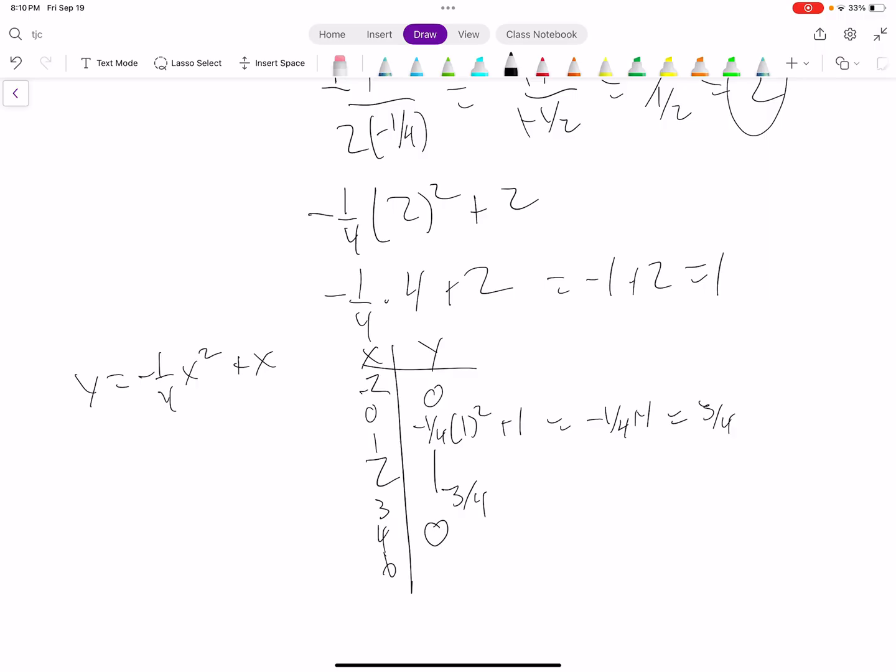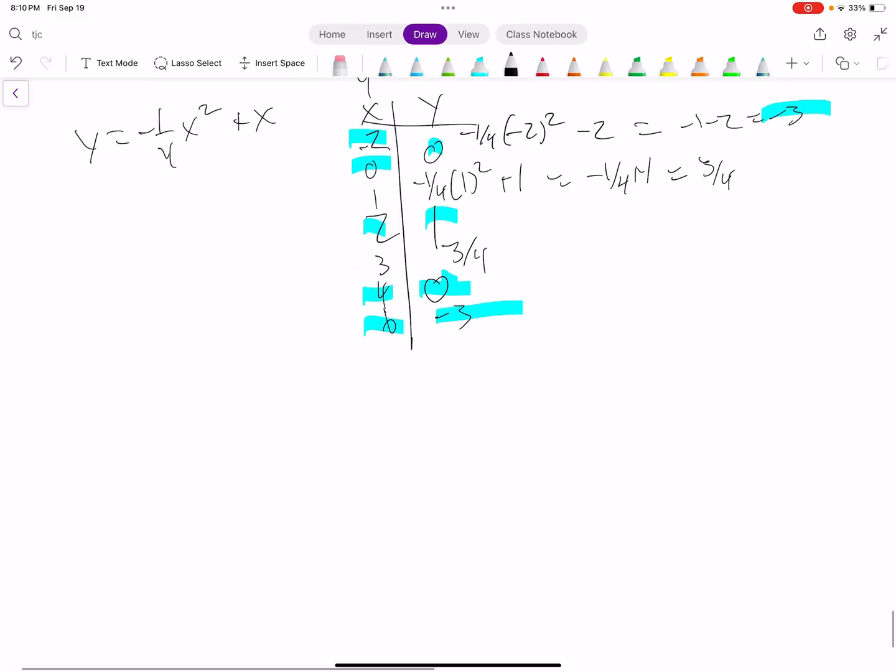So plug -2 into there, and you get -1/4 times negative 2 squared minus 2, which equals minus 1 minus 2, which is negative 3, which makes this negative 3. So I'm going to use this, that, the vertex, and those. I won't use the fractions. I don't need to. And then I'm going to graph it.